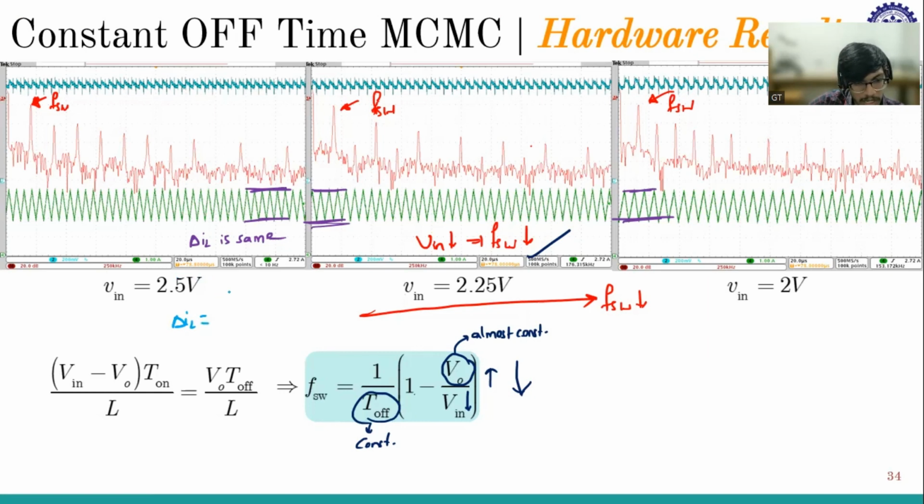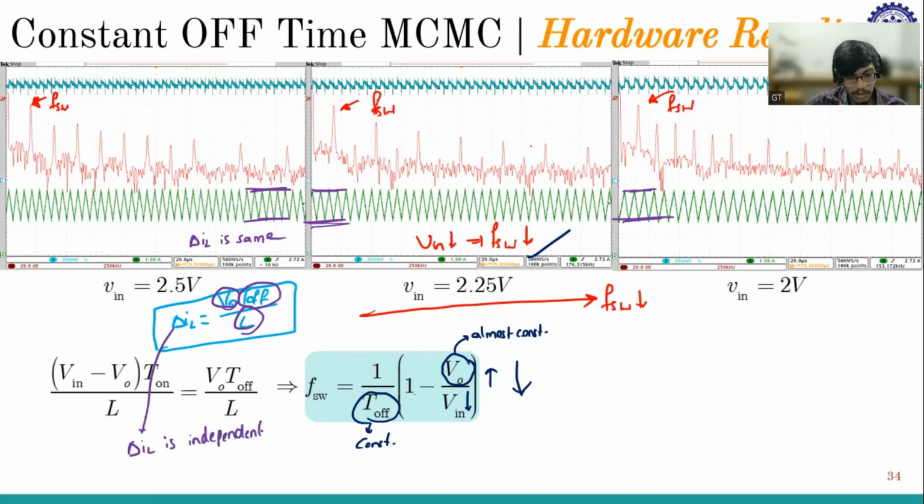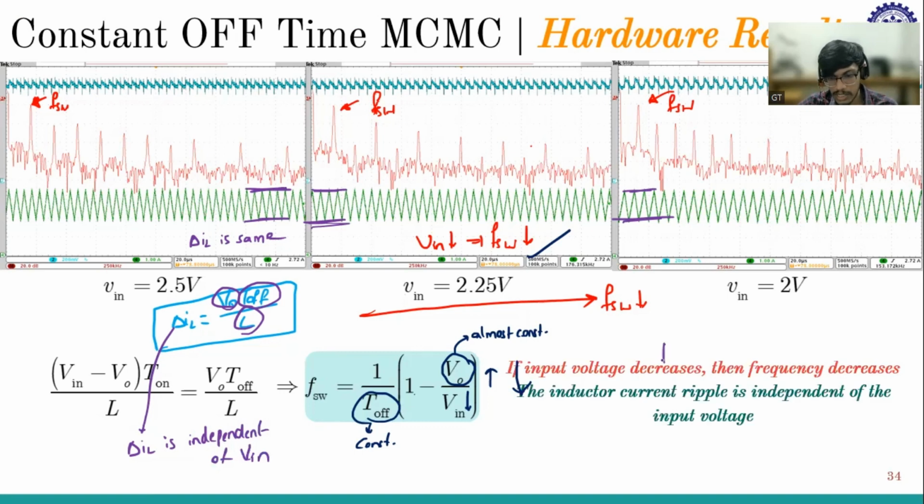So delta IL is Vo into T off by L, right? So this is my delta IL expression, which says T off is constant, Vo is almost constant, L is constant. So delta IL is constant. Delta IL is independent of Vin. So that is the observation. If input voltage decreases, frequency decreases, and inductor current ripple is independent of input voltage. So till this point, is this clear?